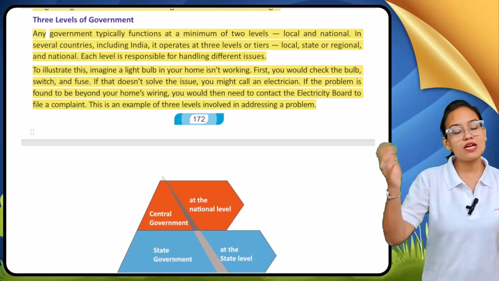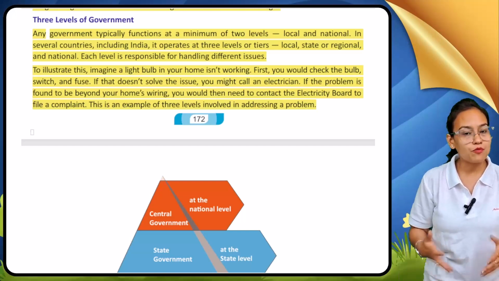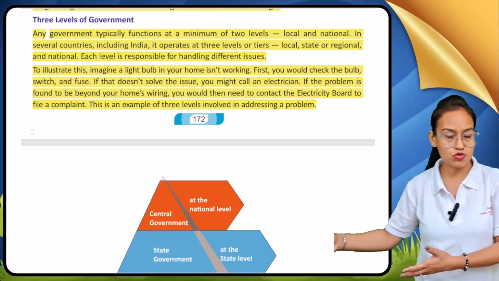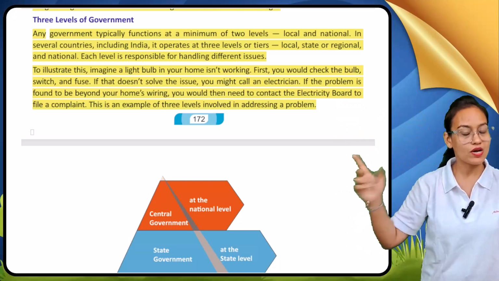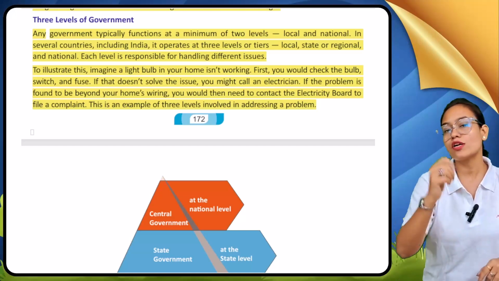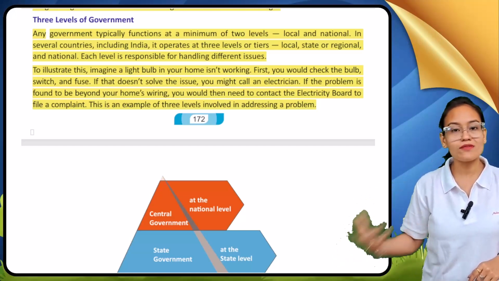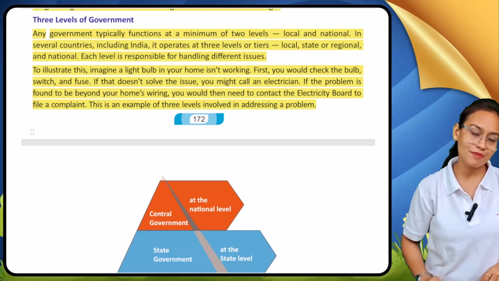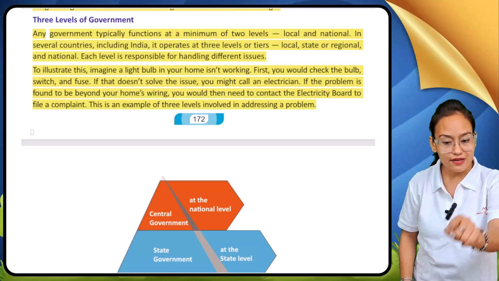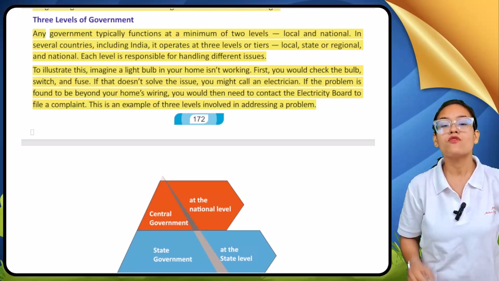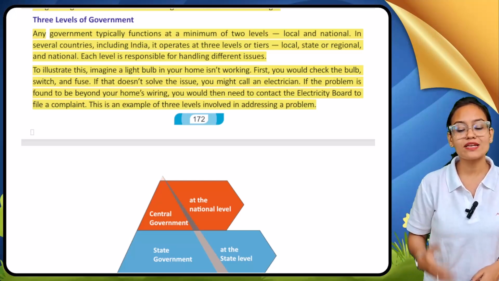Now when you call the electrician and the electrician tells you, ma'am, sir, the problem is not in your house, it is a fault in the area electrical wiring, now what are you going to do? Because solving this problem is not in the hands of the electrician. So at this level, you are going to contact the electricity board of that area to file the complaint. This is an example of three levels involved in addressing a problem.